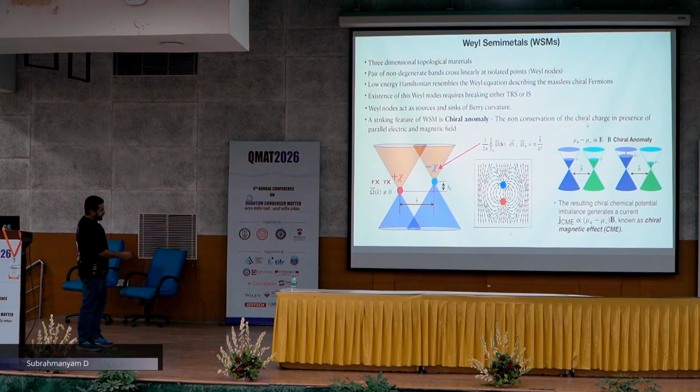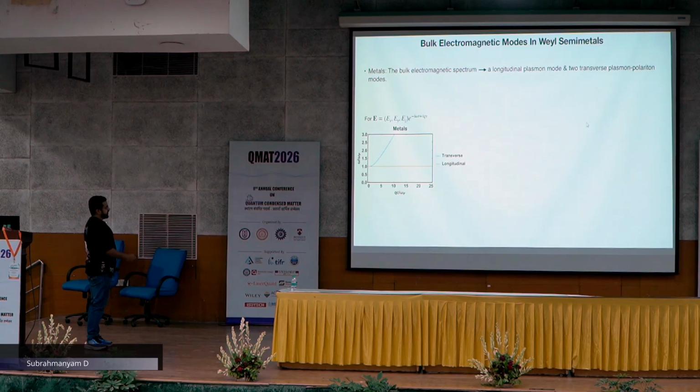Before going to the next slide, we can see the electromagnetic response is highly modified by the chiral anomaly and chiral magnetic effect in the Weyl semimetals. So, one of the natural questions to ask is how the bulk electromagnetic modes in Weyl semimetal are affected by the chiral anomaly and chiral magnetic effect.